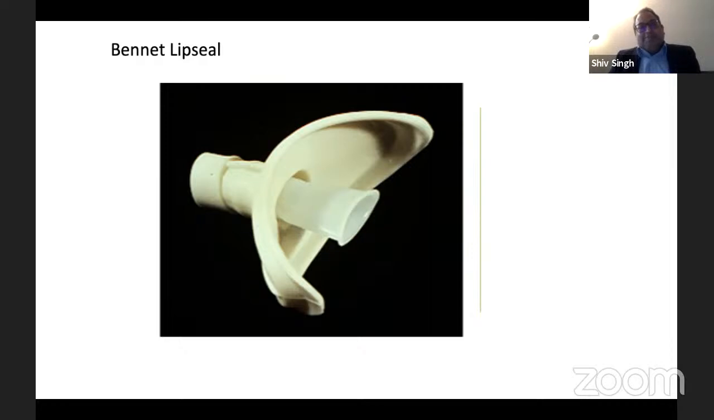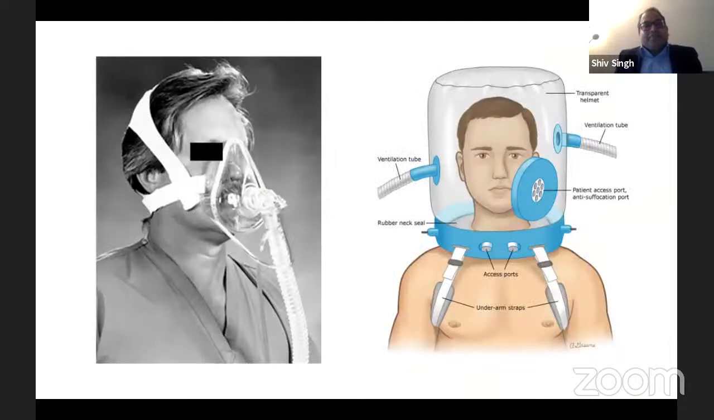It's called a oral lip seal. I haven't seen that being used much. This is a full face mask for non-invasive ventilation. And on the right side, you see what looks like a pillow, but this is not a pillow. It's a helmet. During the COVID time, a lot of people must have seen this being used.